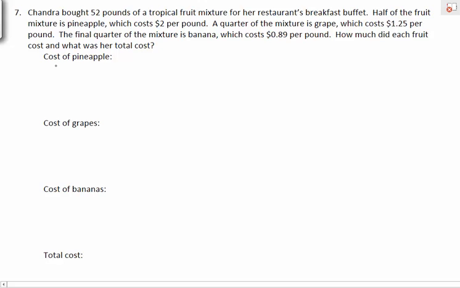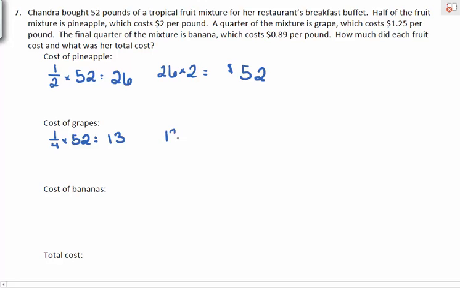So let's start with the pineapple. Half of the 52 pounds was pineapple. This means we had 26 pounds of pineapple, and this was $2 a piece, so we spent $52 on pineapple. 1/4 of the 52 pounds was grapes, so there are 13 pounds of grapes. These cost $1.25 per pound, so this gives us 16.25, so $16.25.